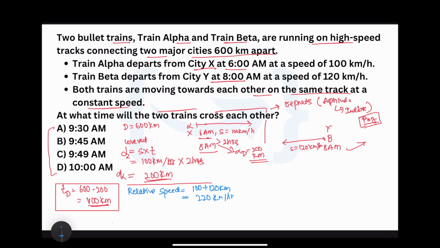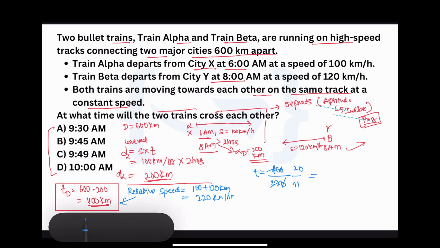Okay, and the distance I also know. So can't you find the time? For finding the time at which both of the trains will meet or cross each other, time is equal to distance by speed. So my distance is 400 divided by speed, 220 kilometers per hour. So 0 will go away. It will be 11 and it would be 20. So 20 by 11.